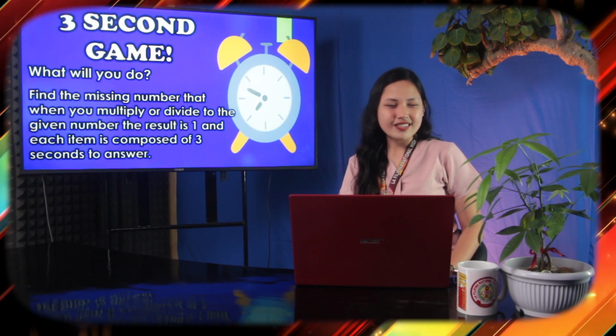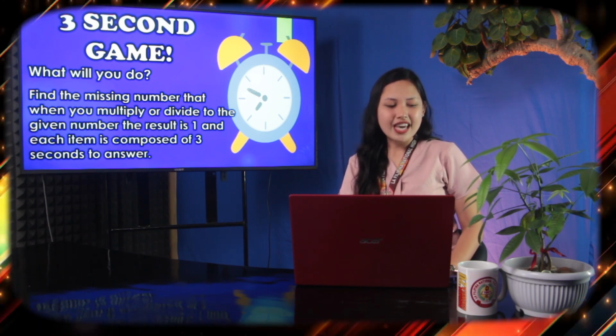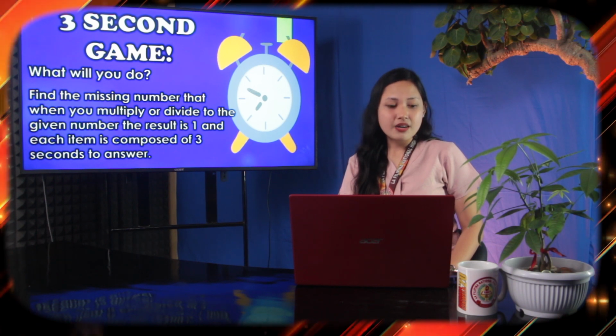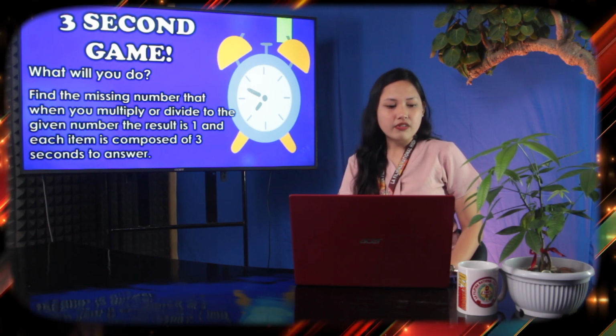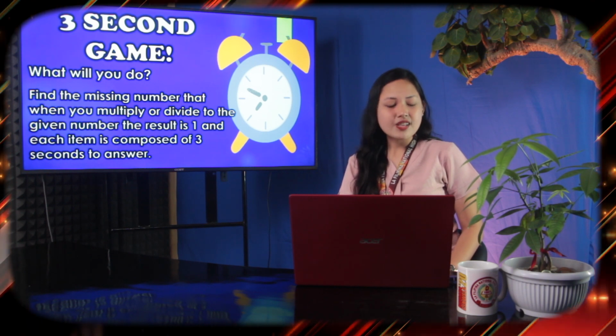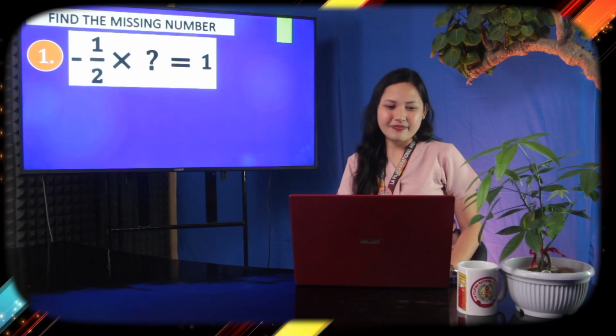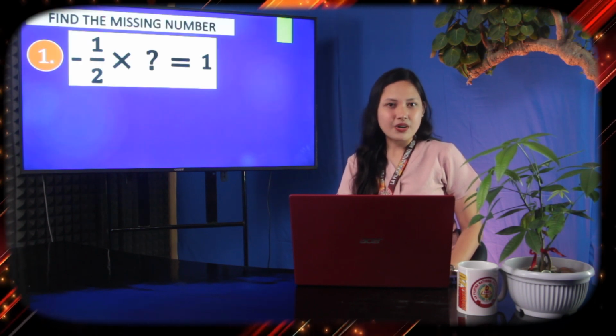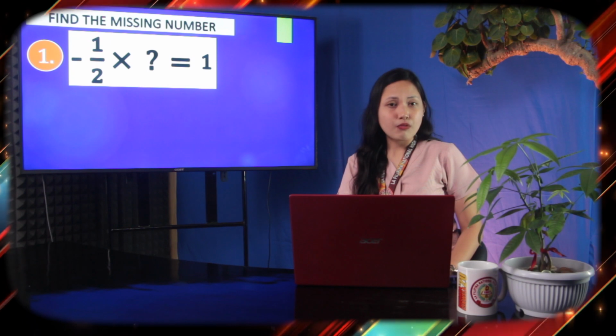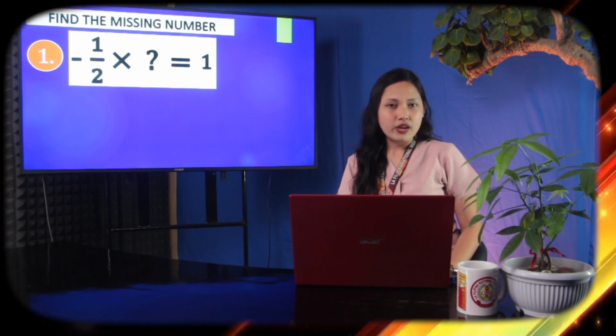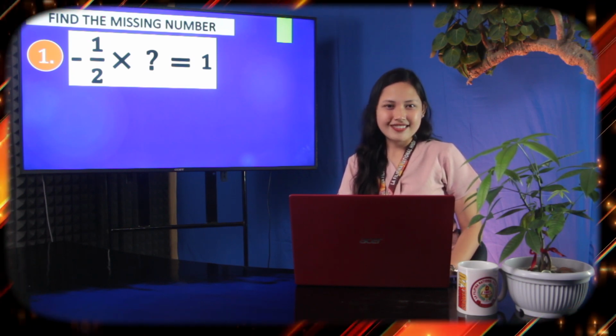Let's have the 3-second game. What will you do in this game? You will find the missing number that when you multiply or divide to the given number, the result is 1. And you have 3 seconds to answer each item. Now let's have number 1. What is the number that when you multiply to -1 over 2 or -1/2, the result is 1?